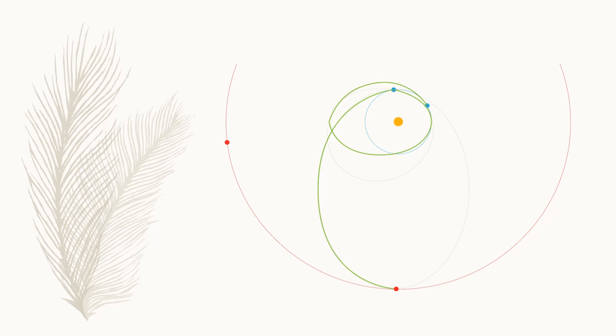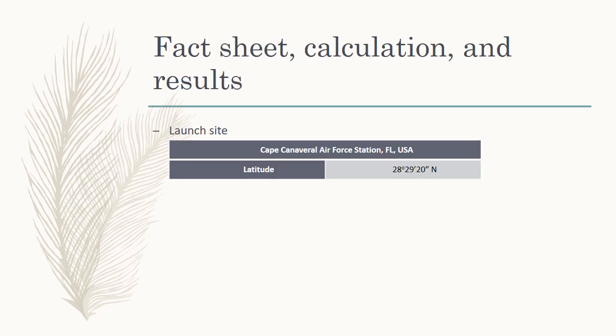This is the overall reconstructed Juno mission trajectory. And then this is the fact sheet, calculation, and result. The fact sheet shows some data that are used to reconstruct this mission.